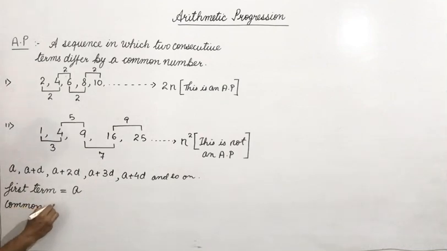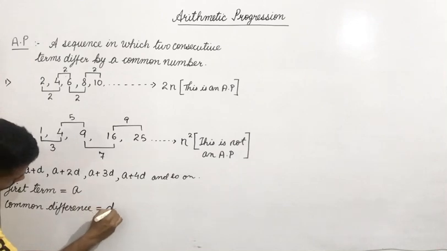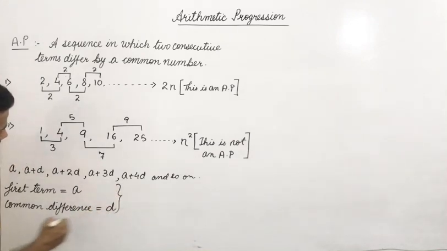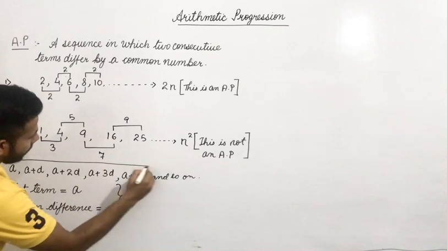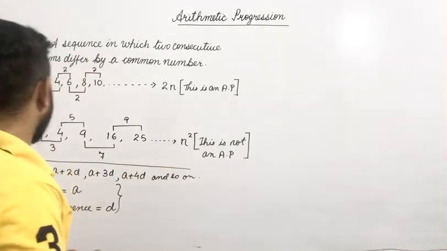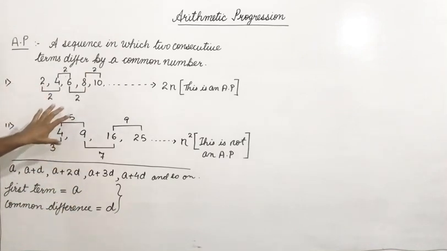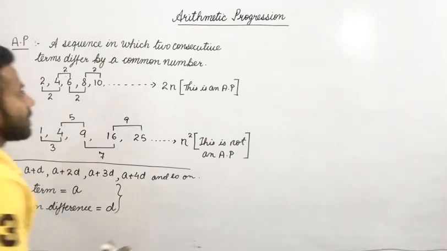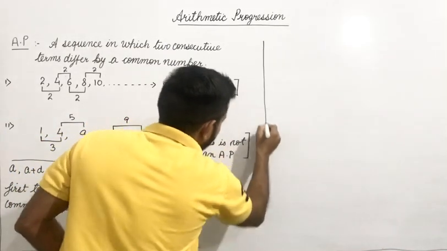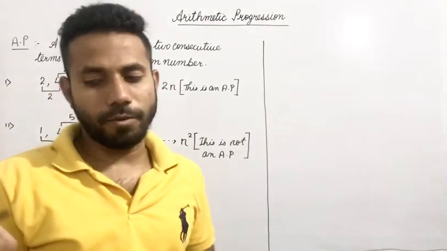What is the common difference of any AP? The common difference of any AP is D. And the generalized structure of any AP is A, A plus D, A plus 2D, A plus 3D and A plus 4D. This is the generalized form of any AP where the first term is A and the common difference is D. We have understood how to see whether a given sequence is an AP or not. Now let us look at it from the general term. But before we go into it, let us study a formula.